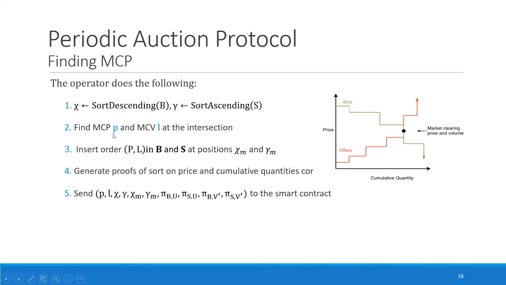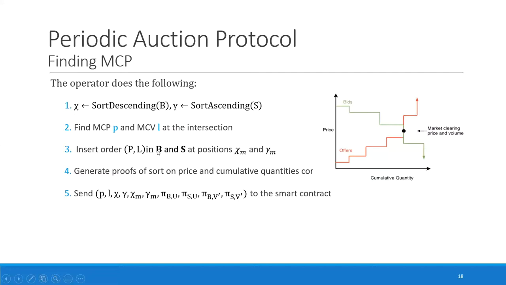So after finding the market clearing price and volume, the operator is going to create a commitment for the price and the volume, and then the operator will insert that order in the list of buy orders and the list of sell orders, let's say at positions chi m and gamma m. Now we have two lists or two vectors, B and S, and they are sorted.